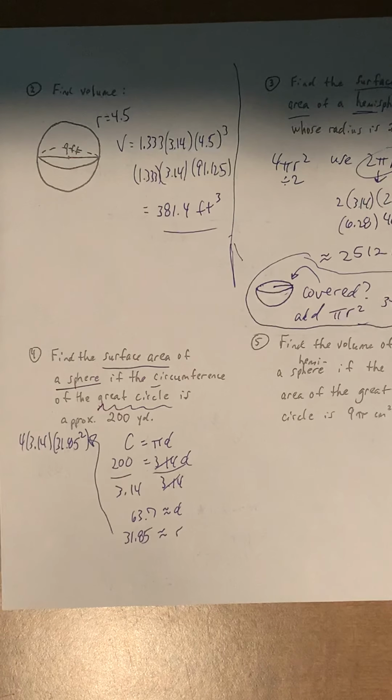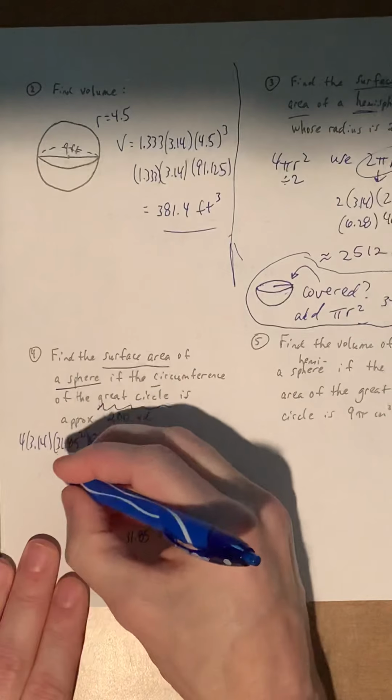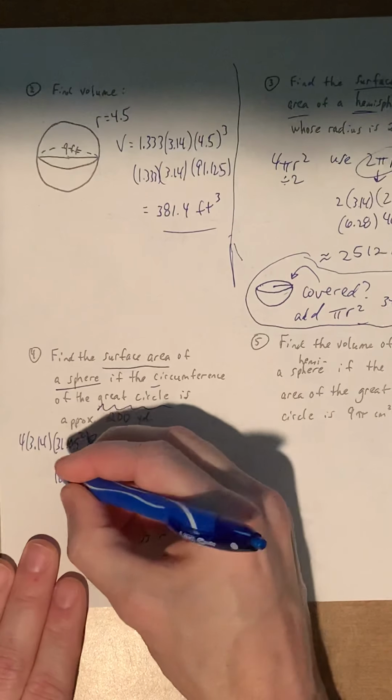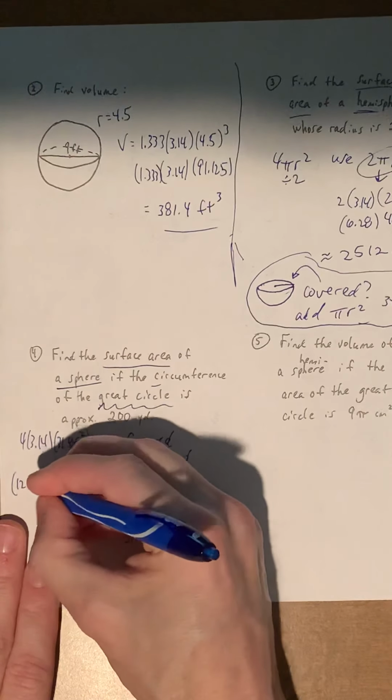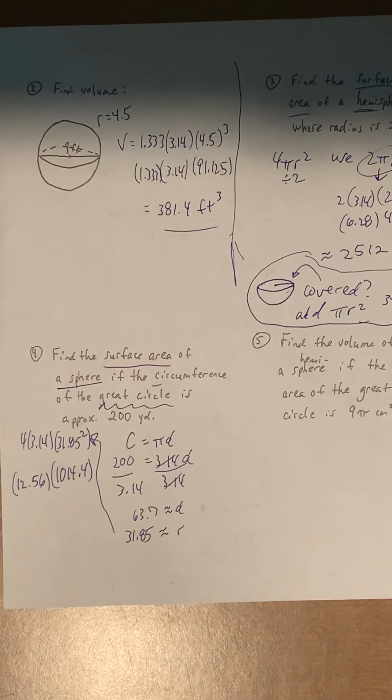All right, so 31.85 squared gives us approximately 1014.4. 4 times 3.14 is 12.56. And if we multiply those two values together, and I guess we're still going to round to the nearest tenth, we get 12,740.9.